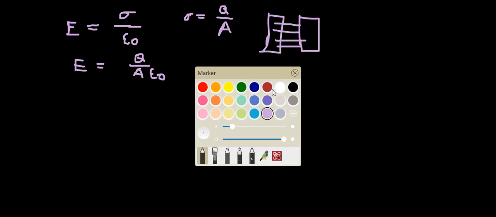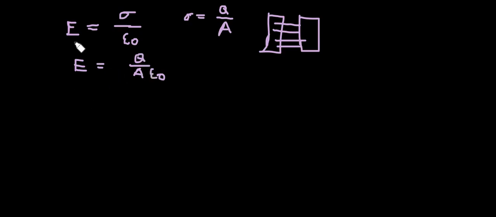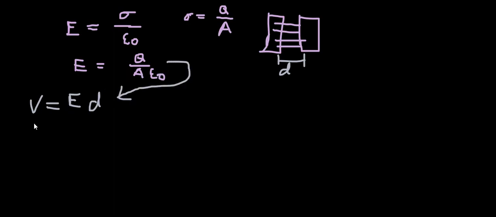Further we can continue. We know that the potential difference is directly proportional to the distance between the plates. The distance between the capacitor plates is d. Potential difference is directly proportional to it, and here the proportionality constant is the electric field. Now we are going to substitute this E value in this formula, so that V is equal to Q D by A epsilon naught.